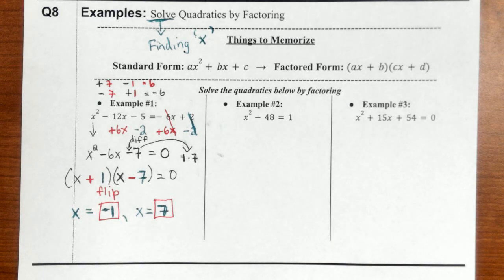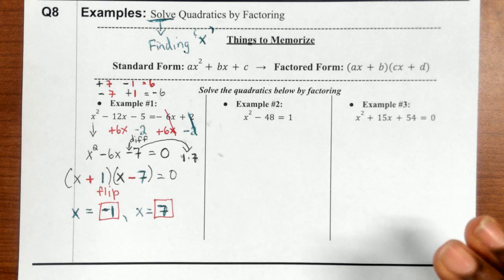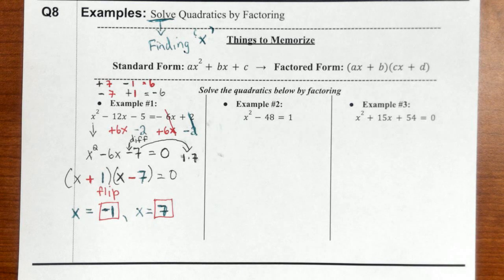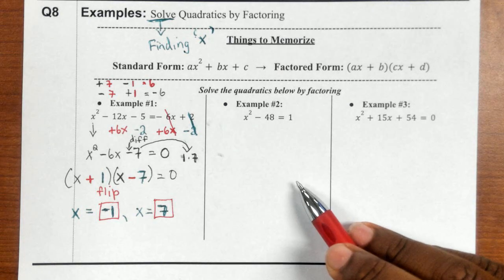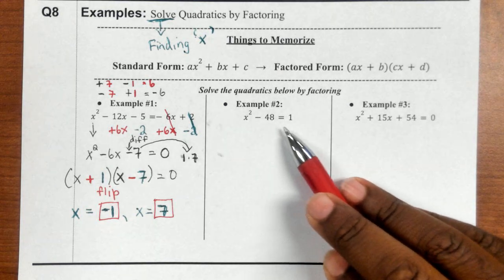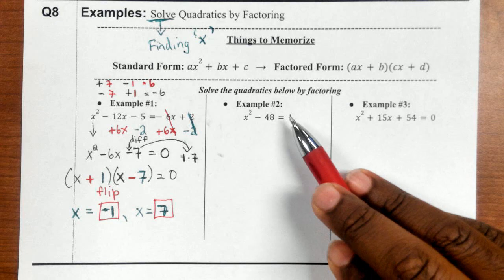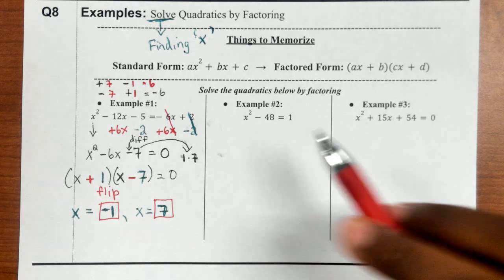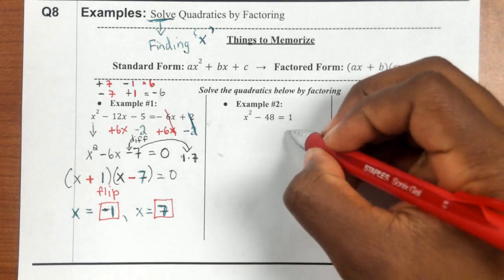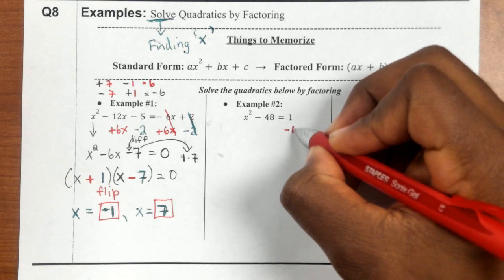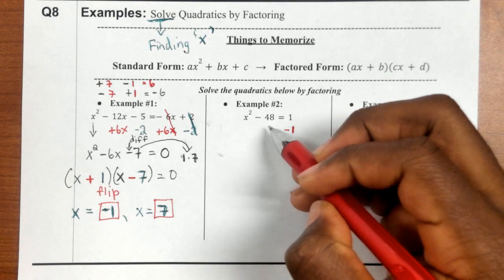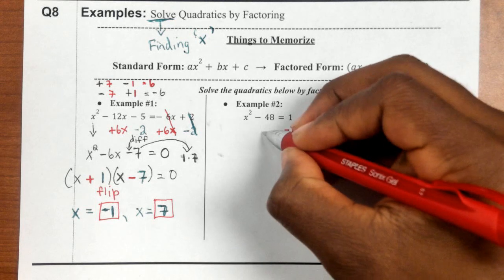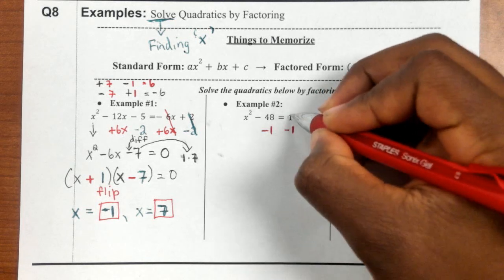So the next one, guys, all right, we're going to do it the exact same, okay, but it looks a little different. So let's take our time when we're doing this one, okay? So again, the first thing we're going to do is make sure everything is on the same side. Is everything on the same side? No. So I need to move this positive 1 to the other side. To move a positive 1 to the other side, I'm going to subtract 1. Am I going to now subtract 1 from x squared? No. From negative 48? Yes, because that's the like term, all right?